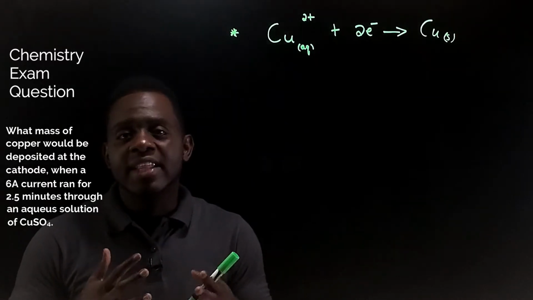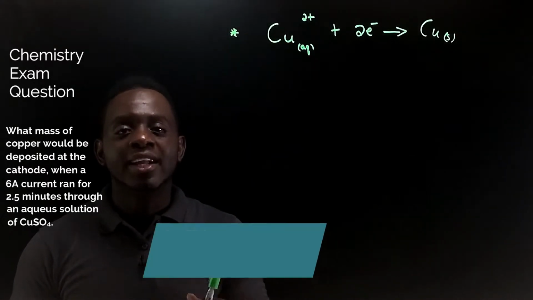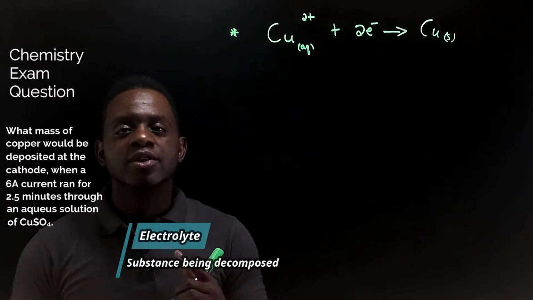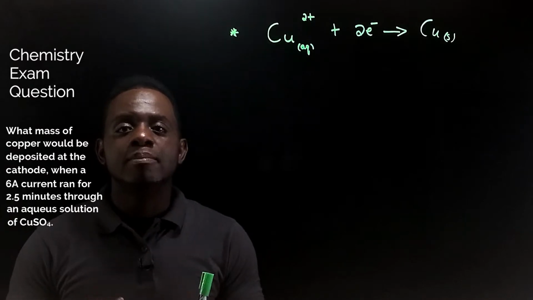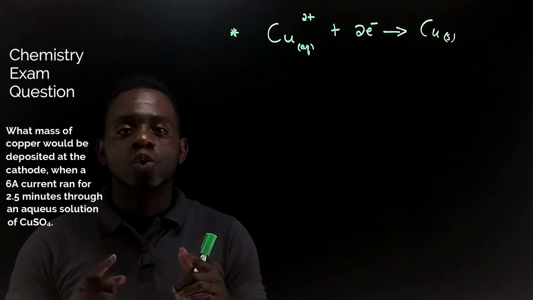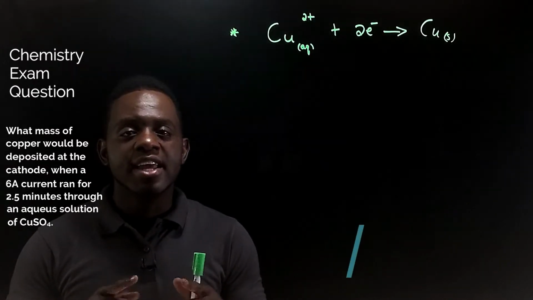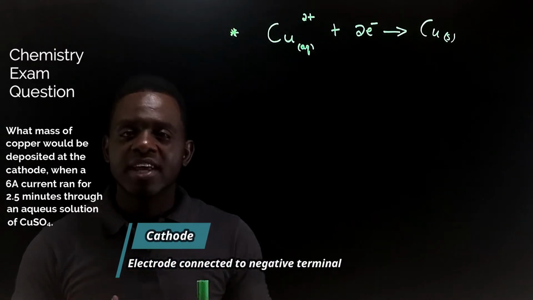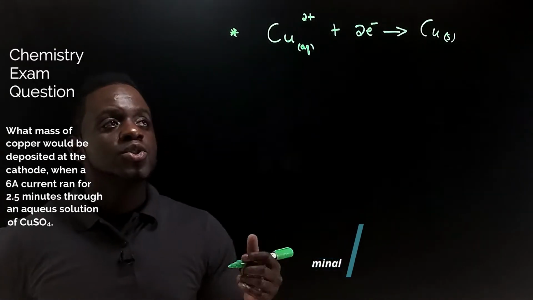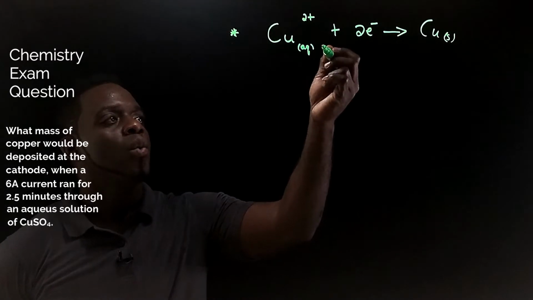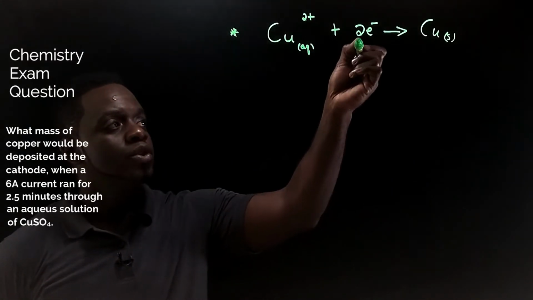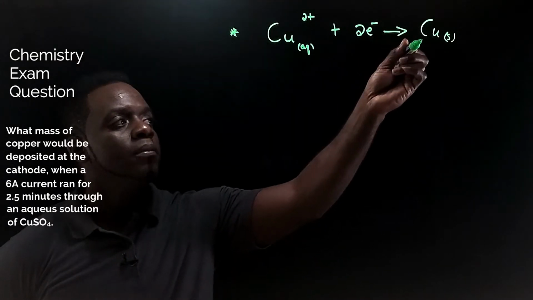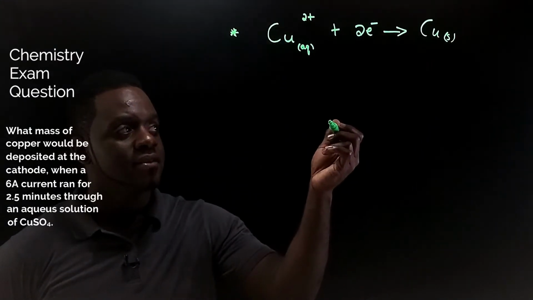We are told in this question that the electrolyte is aqueous copper 2 sulfate. So, let's start by writing the equation for the reaction taking place at the cathode, which is a reduction process. So, copper ions, which carry a charge of 2+, will accept 2 electrons to become copper atoms again.